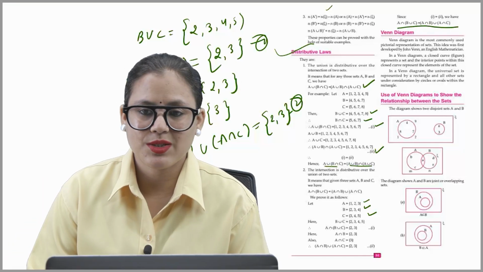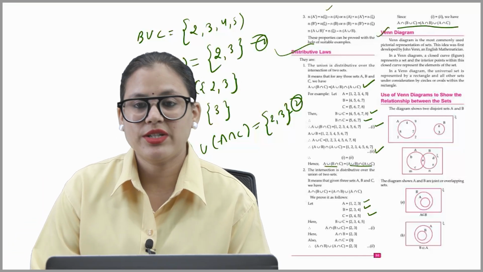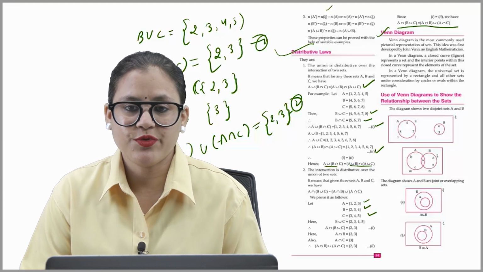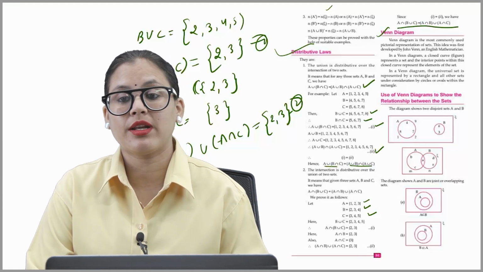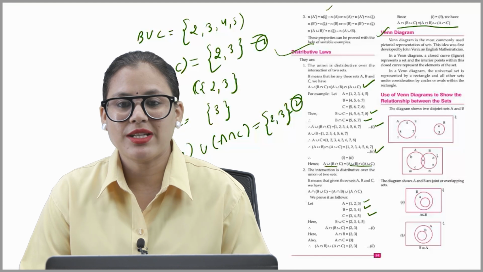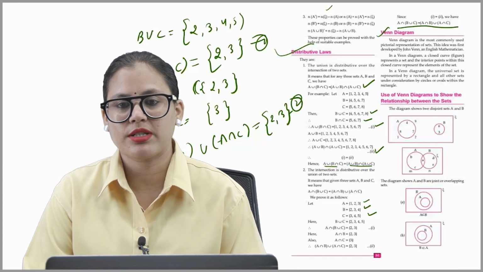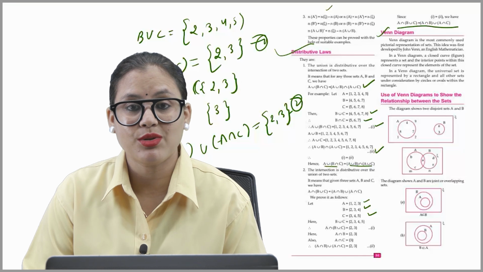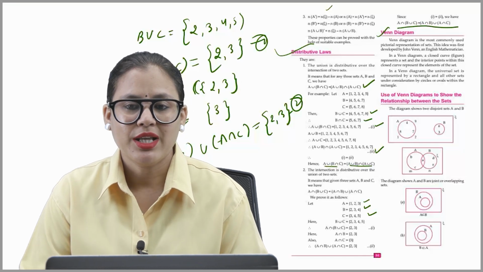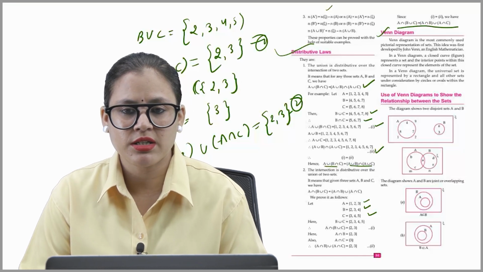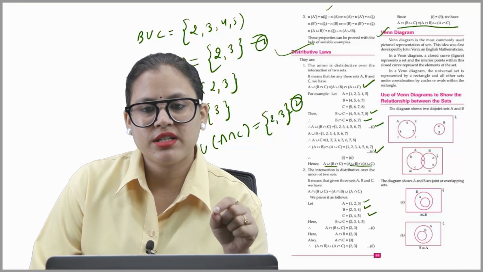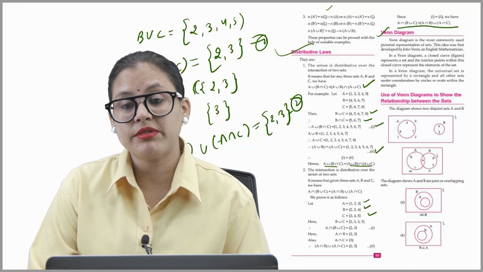Okay, next is Venn diagram. Venn diagram is the most commonly used pictorial representation of sets. This idea was first developed by John Venn, an English mathematician. In a Venn diagram, a closed curve figure represents a set and the interior points within this closed curve represent the elements of the set. The universal set is represented by a rectangle and all other sets under consideration by circles or ovals within the rectangle.